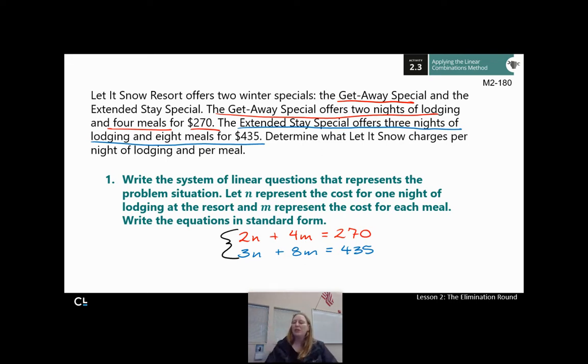We like to put a little bracket on it so we know that these come together, that this is our system. So we've written our equations. They are definitely in standard form. We don't have x's and y's. We have n's and m's, but it still works and it still does the job.